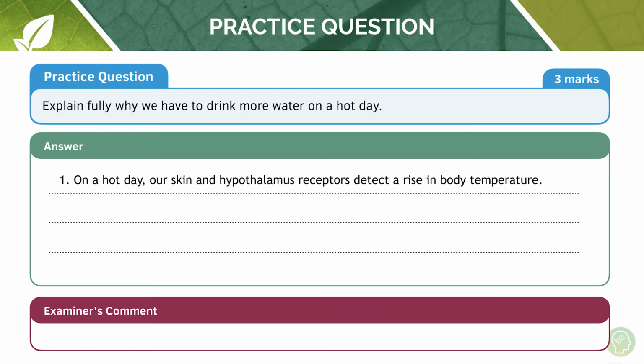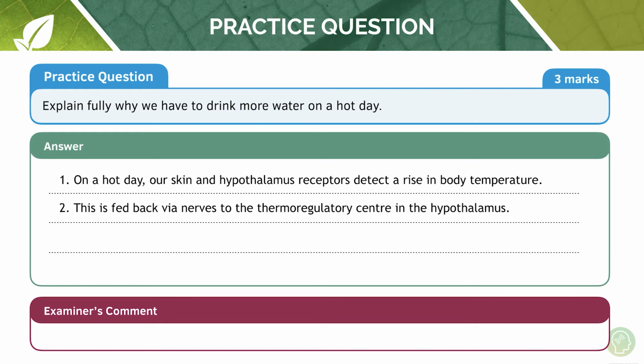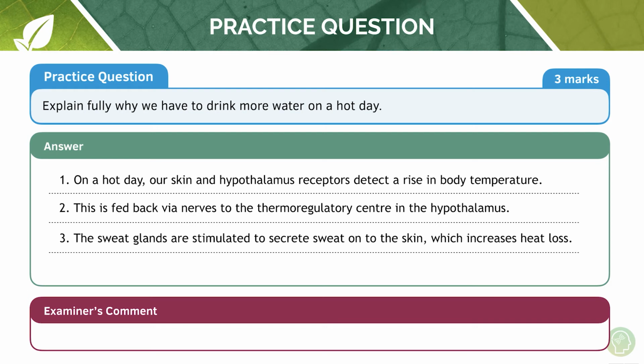So explain fully why we have to drink more water on a hot day. So your first mark would be, on a hot day, our skin and hypothalamus receptors detect a rise in body temperature. Number 2, this rise in body temperature is fed back via nerves to the thermoregulatory centre in the hypothalamus. And number 3 is then your effector, so the sweat glands. So let's just take a look. So I really like the way that the person has done this answer because they've talked about the sensing. So this is the sensory part of your pathway.